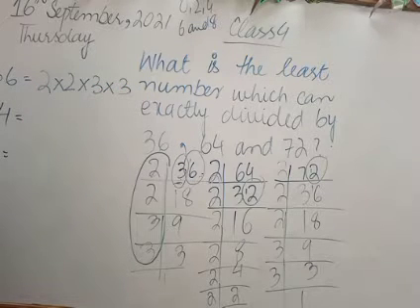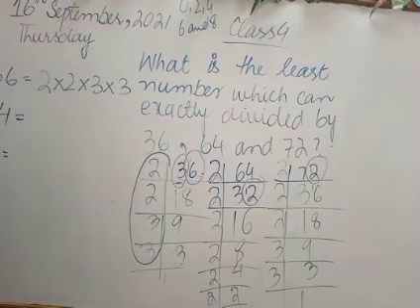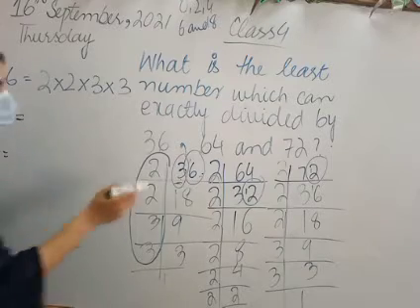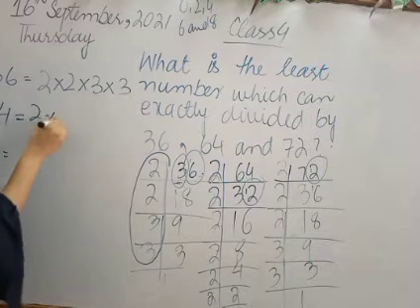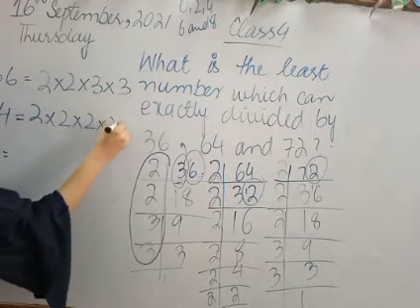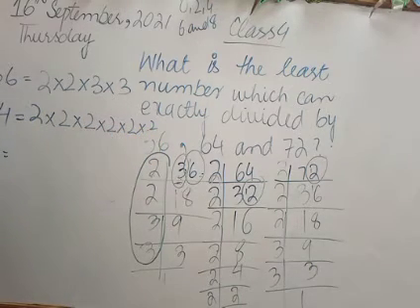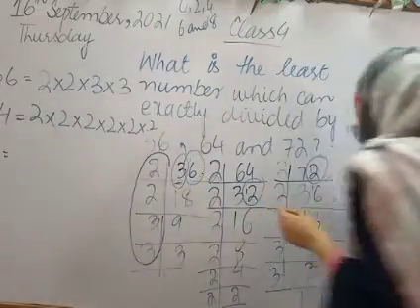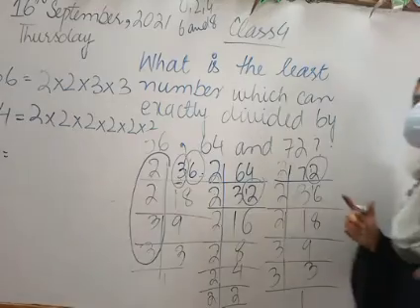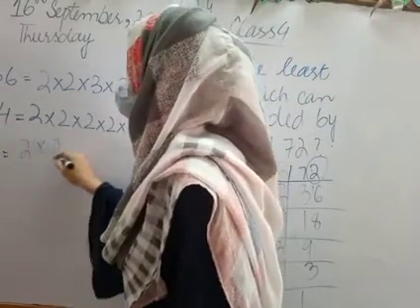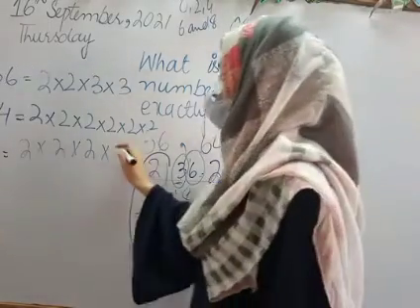Fine? Now, the next number, which is 64, when we factorized it, we had 6 times of 2. 1, 2, 3, 4, 5, 6. In the end class we have 72. We have 3 times of 2 and 2 times of 3.